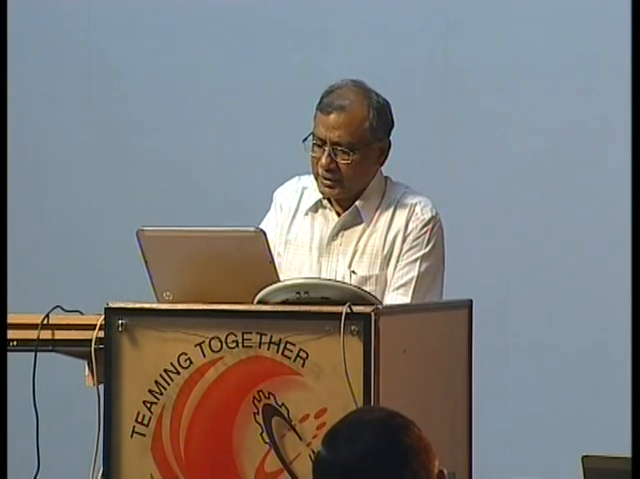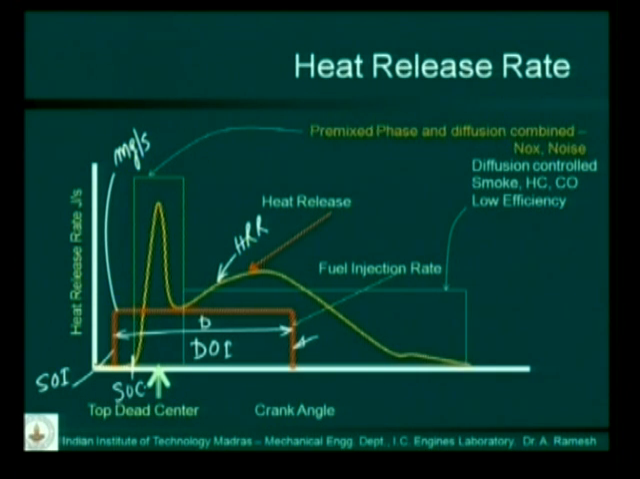So you find here that combustion starts somewhere here. This is the start of combustion. Combustion does not start immediately after injection, and there is a small gap, and this gap we call the ignition delay. This gap between start of injection and start of combustion is called A, and this A is the ignition delay.